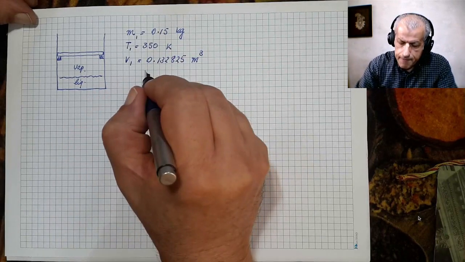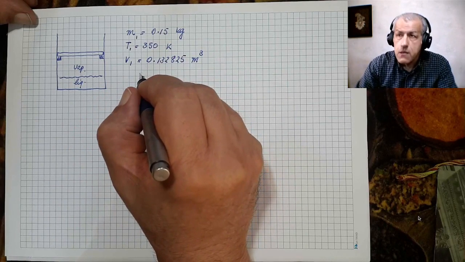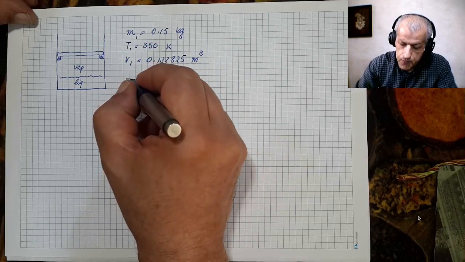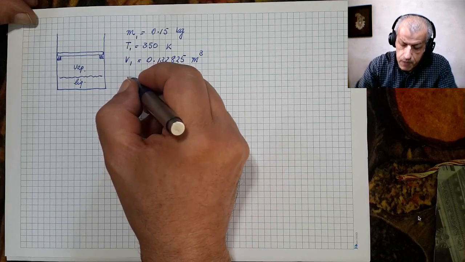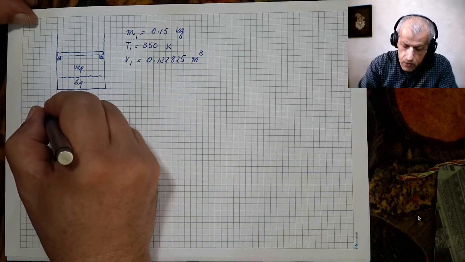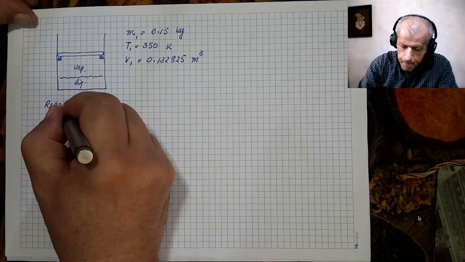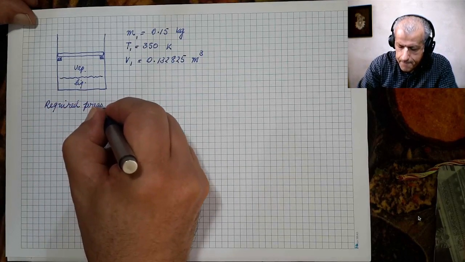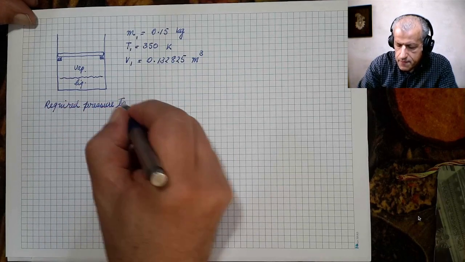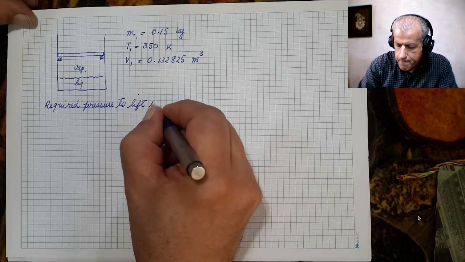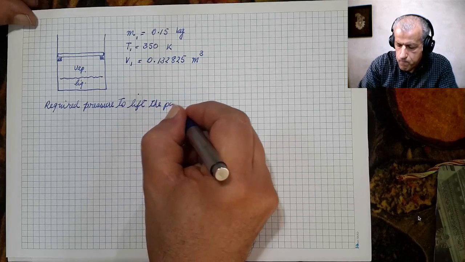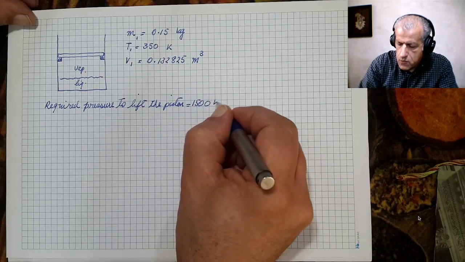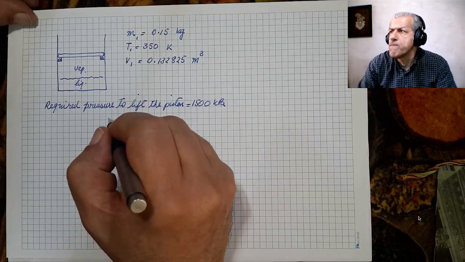Now, to lift the piston, we need a pressure of 1500 kilopascals. So the required pressure to lift the piston is 1500 kilopascals.